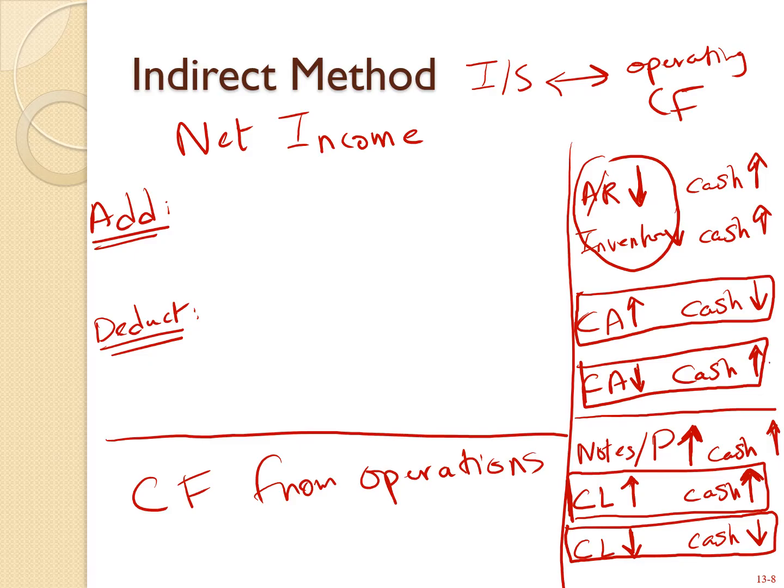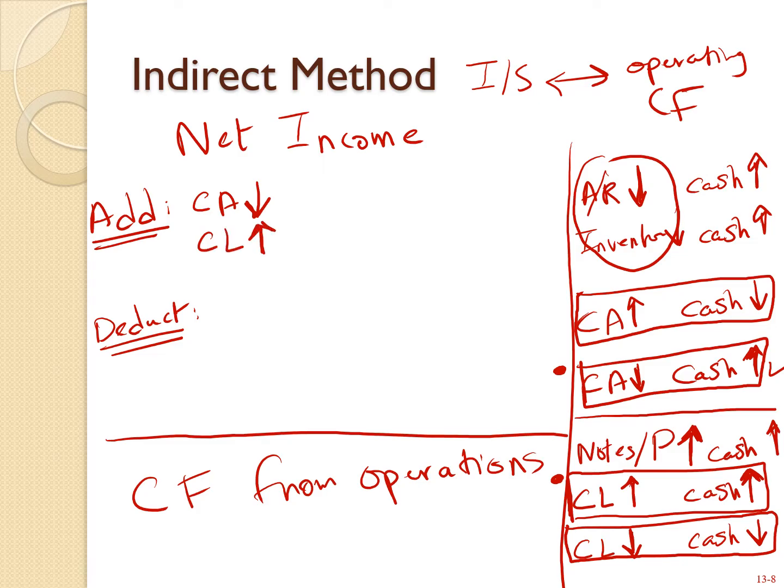Therefore, in which of those cases is your cash increasing? It's when current assets go down and your current liabilities go up. In both cases, cash is increasing. So you will add to net income any decrease in current assets and any increase in current liabilities.